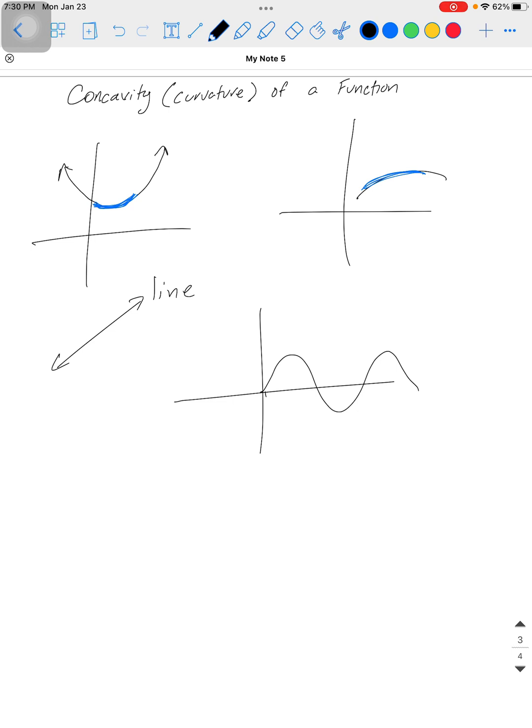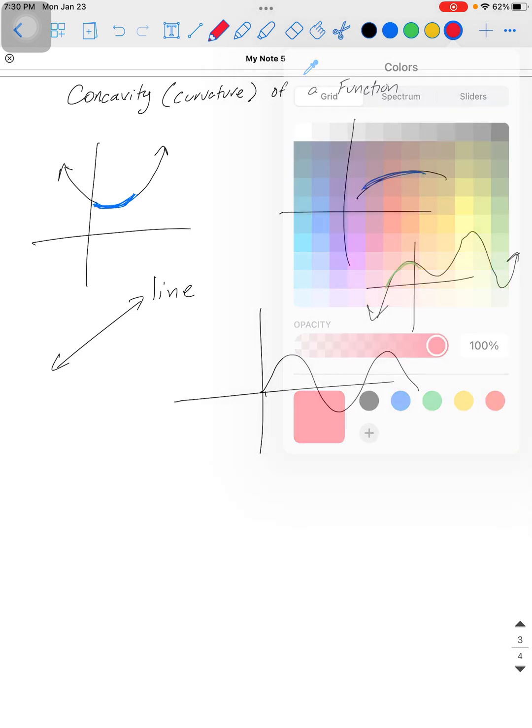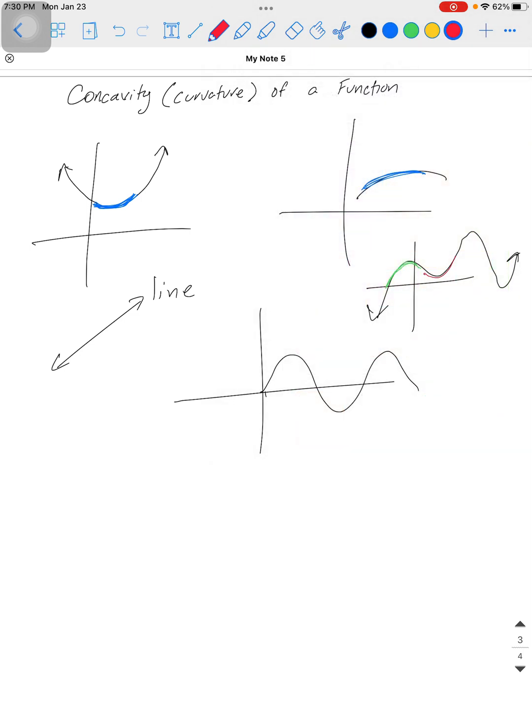But the tricky thing is if you have some function like maybe a sine curve, or you have a polynomial like a cubic, or even fourth power, fifth power, it has all these changes in direction. The concavity is changing throughout the function. So this green portion, this is all concave down. But if I switch to red, this is concave up. And then somewhere there's a moment in here where it switches back to concave down.